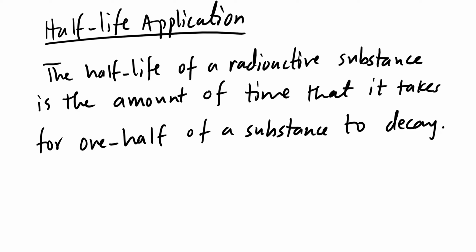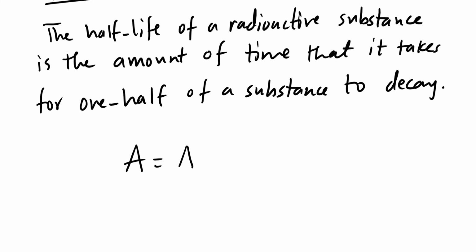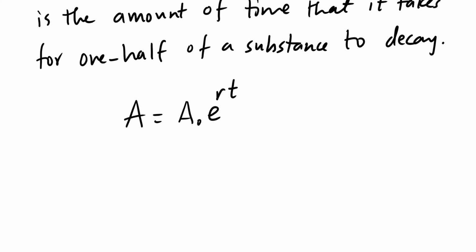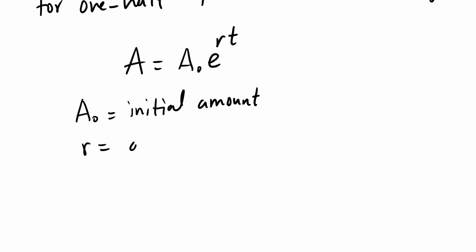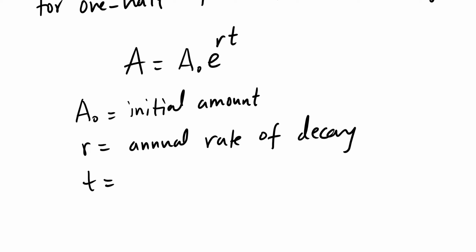It becomes half the amount, let's say. And this is always modeled by the equation A equals A sub 0 e to the rt. What is A sub 0? A sub 0 is the initial amount, as we had before. Before it was P sub 0, meaning initial population. r is the annual rate of decay. t is the time in years. And A will be the final amount, which will decay to half.